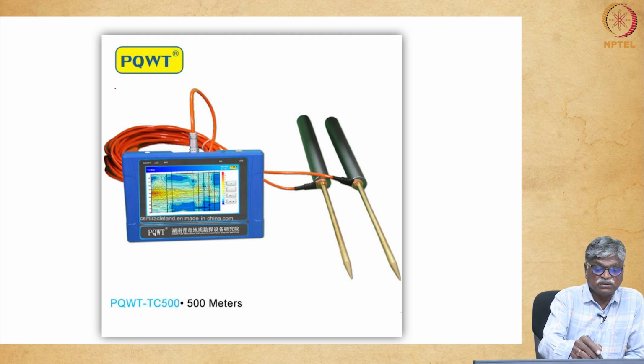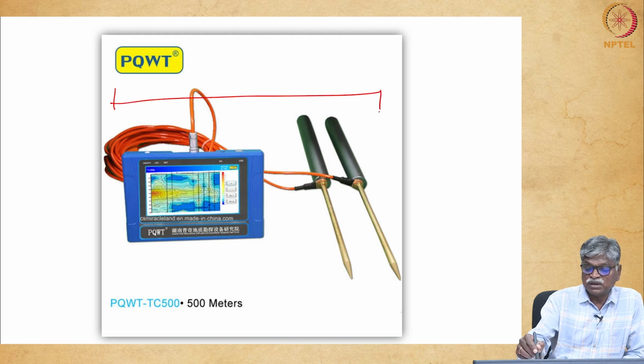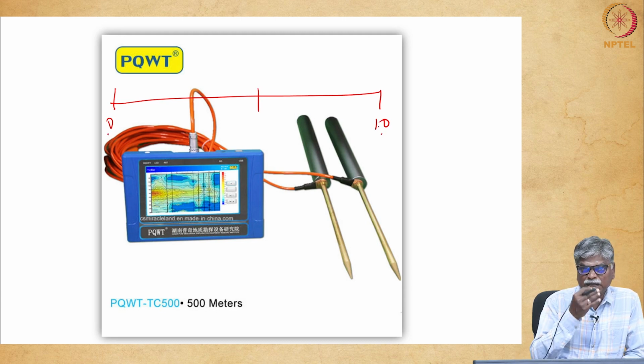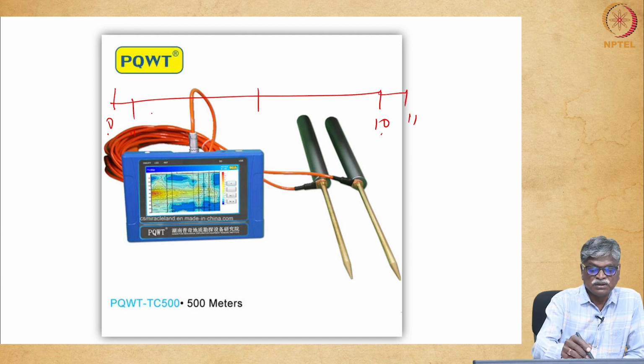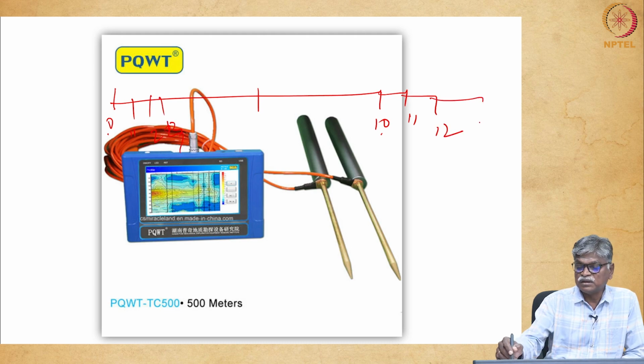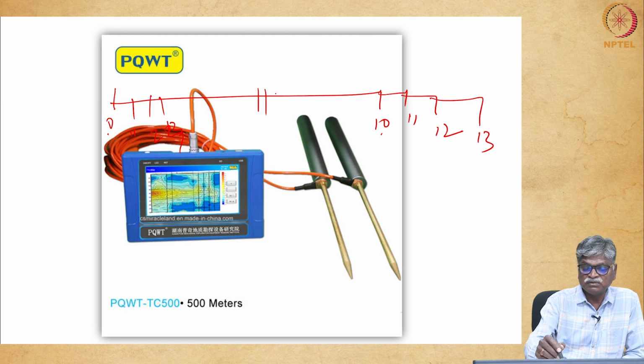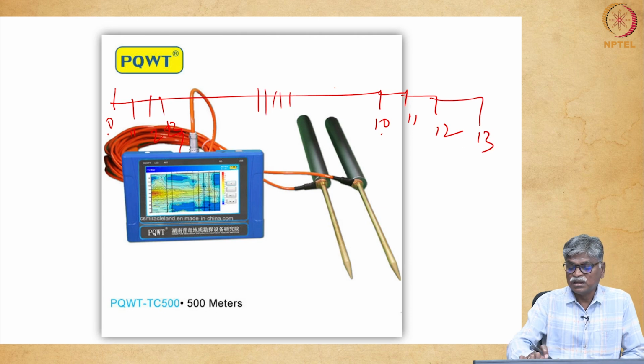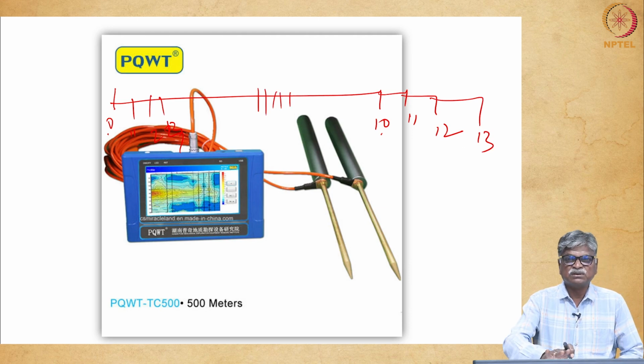First, this is 0, this is 10 meter. One electrode should be here, one electrode should be here, and we take a reading. Then we shift to 1 meter, this is 11 meter. Then 2 meter, this is 12 meter, first reading, second reading. Then 3 meter, this is 13 meter. The center of the investigation also shifts. When you shift your electrodes, the center of the information shifts.